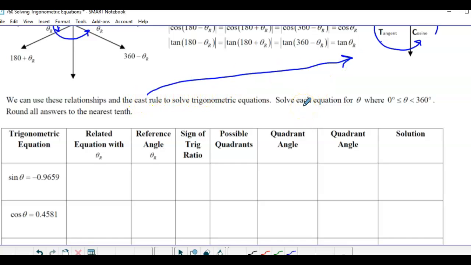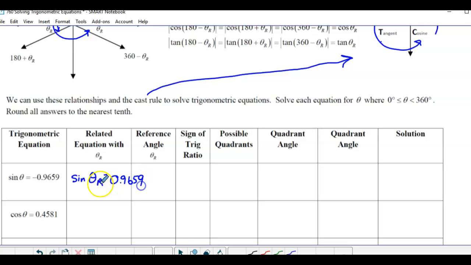to solve trig equations. Solve each equation for theta, where theta is between 0 and 360, and round to the nearest tenth. Okay, because there's always going to be two possible solutions. Okay, so we're going to first look at sine theta equals negative 0.9659. So the related equation, so change this. So instead of theta, it'll be sine of the reference angle. Well, that means it'll be positive.